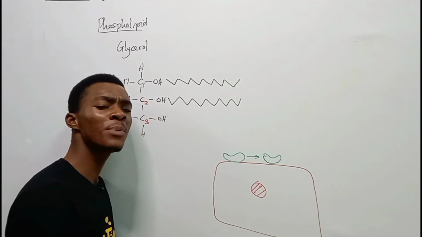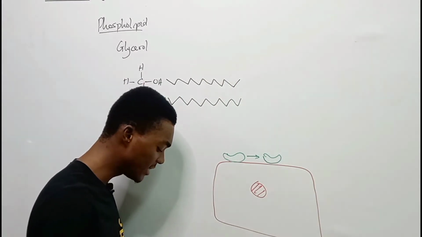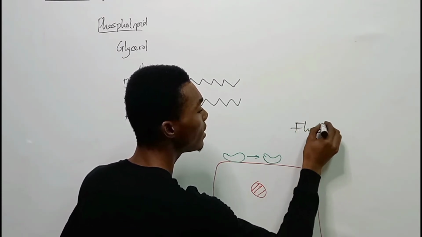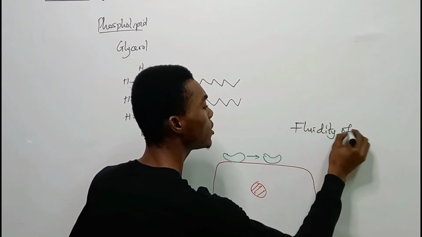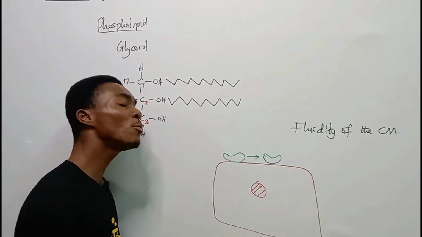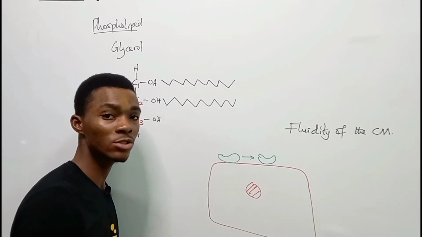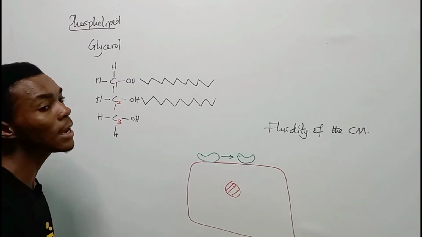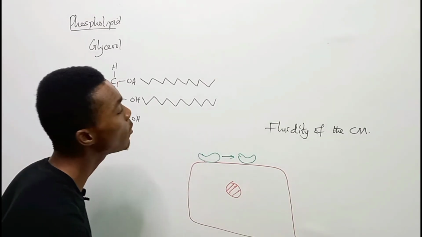We call this property of the cell membrane the fluidity of the cell membrane. Take note of that. What's the name of this property? We call it what? The fluidity of the cell membrane structure. And this property is affected by a lot of factors. Now, entering into this detailed concept is going to help us to discover some of these factors.